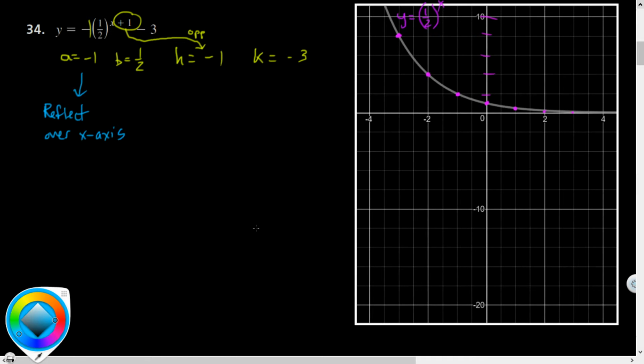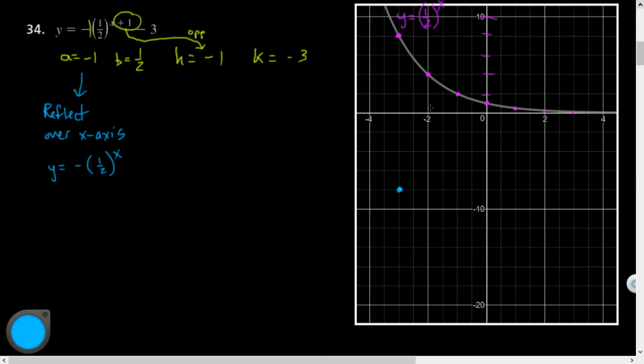Let me draw my blue graph, the one where I'm just doing y equals negative of 1/2 to the x. This is going to be my blue graph after the reflection, and then I'll translate the blue graph. Are we cool with that? I'm going to draw stages, so to speak. So this +8 is now going to be reflected all the way down to -8.